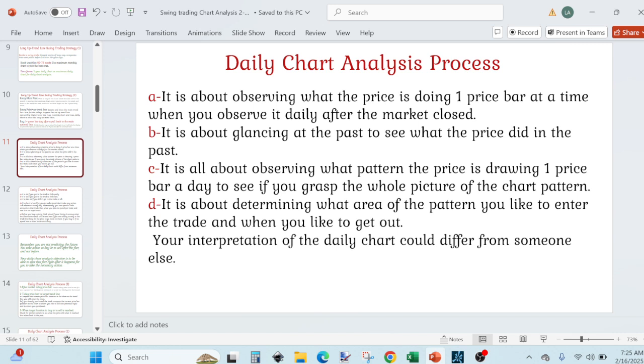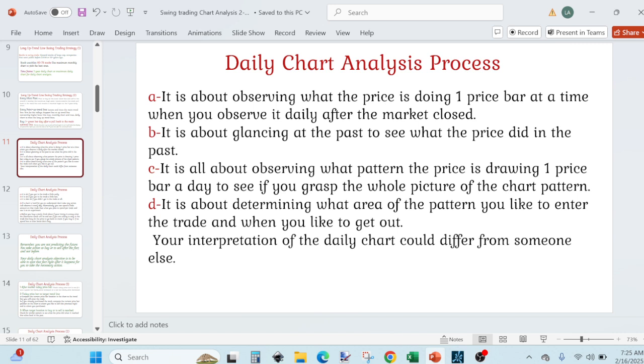But anyway, it's about observing what the price is doing, one price bar at a time. When you observe the chart, it is about glancing at the past to see what the price did. It's about observing the pattern the price is drawing, one price bar a day, to see if you grasp the whole picture of the pattern. Some patterns are so easy for you to understand, and some are not. If you have all of those in your watch list, that's okay. The one that you do not understand, you just don't take any action. You just keep observing it.